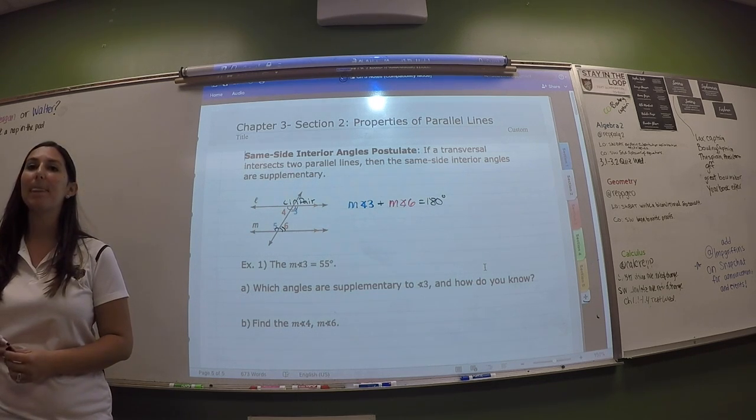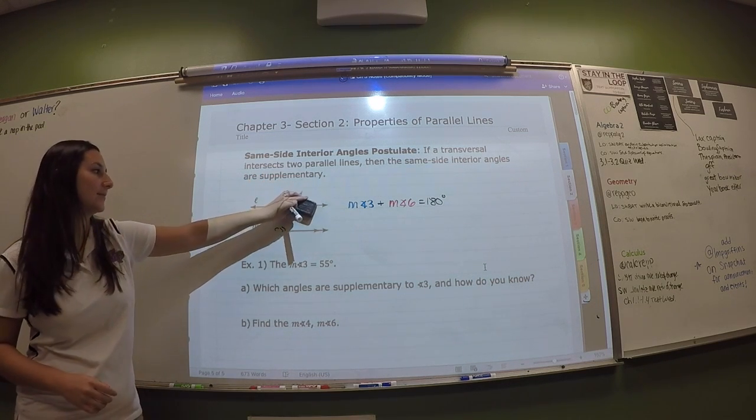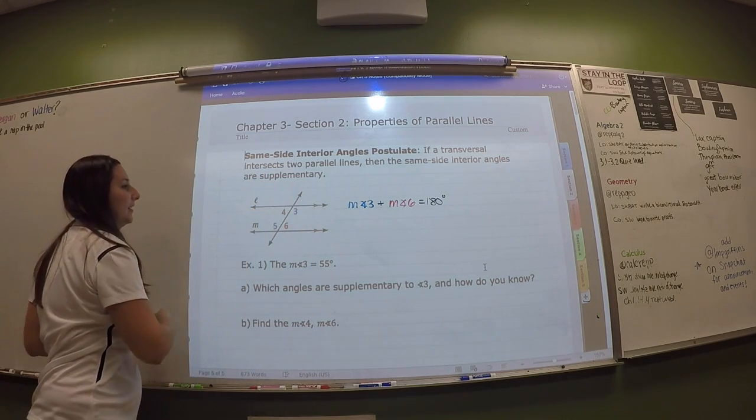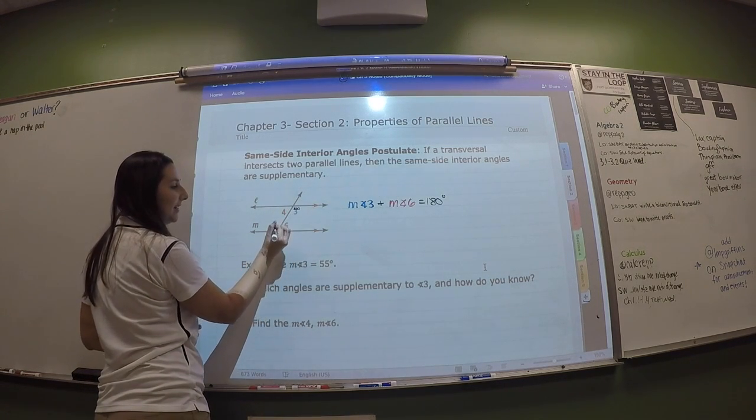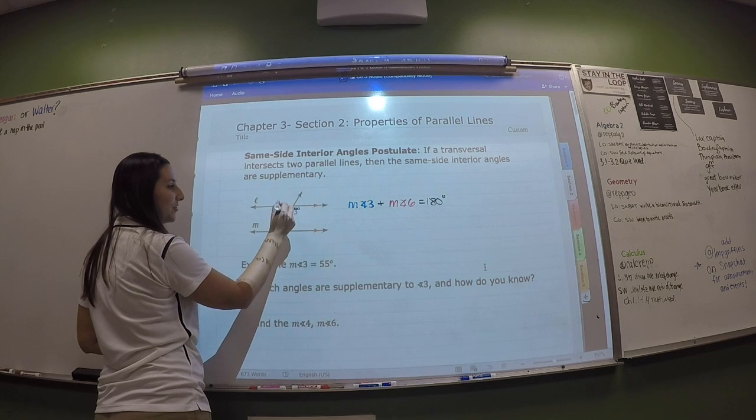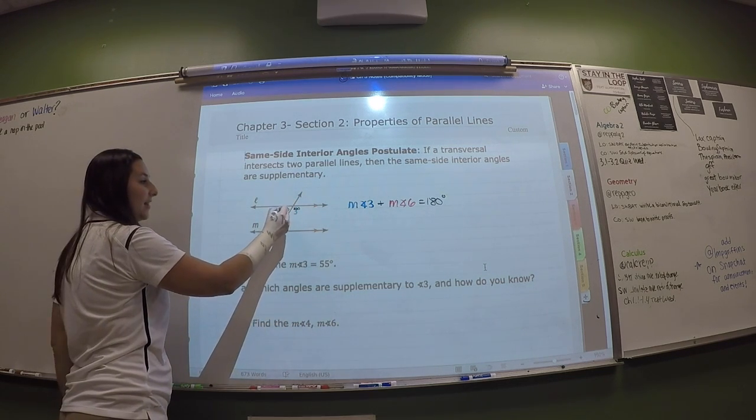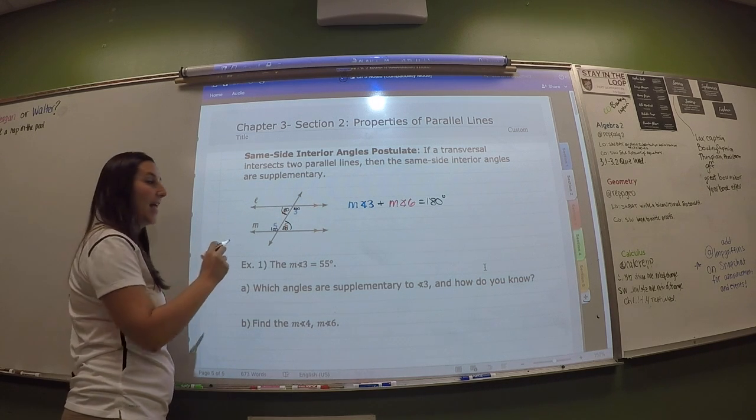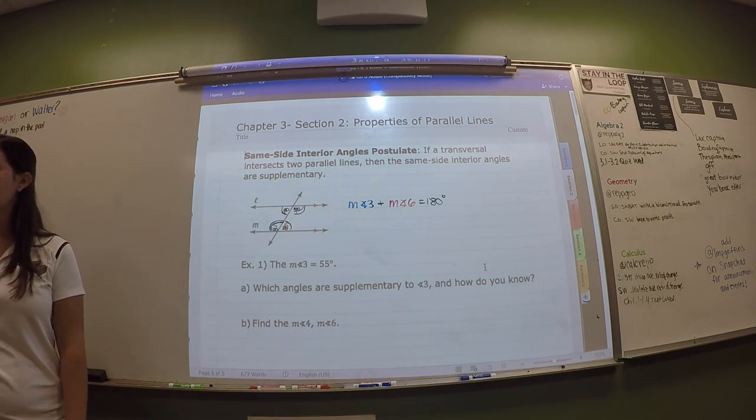So if you find out one number, you know the rest of them. Correct. So if this one is 100, this is 80, and if this is 80, this is 100. And then you can see that these angles are congruent, and so are these. Okay, and that's another theorem, which we'll get to.